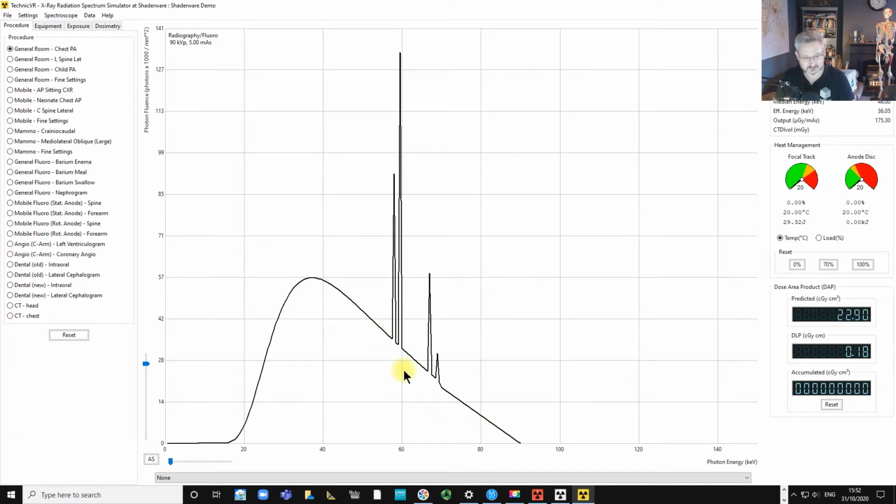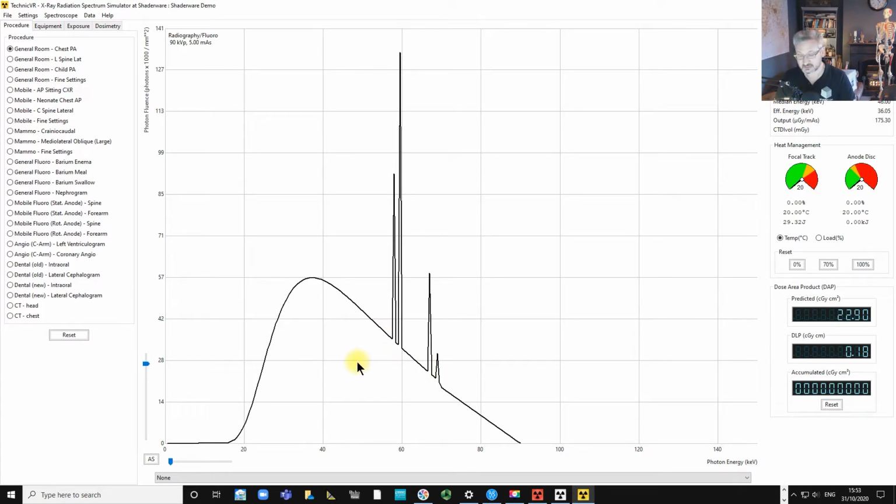The characteristic lines here are there because some of the electrons will actually dislodge K-shell electrons in the tungsten target, and then another electron will quickly fall into the K-shell of the tungsten, and that will give rise to a release of energy that's specific to tungsten. So these are characteristic of the tungsten K-shell electrons. So you get these very specific lines.